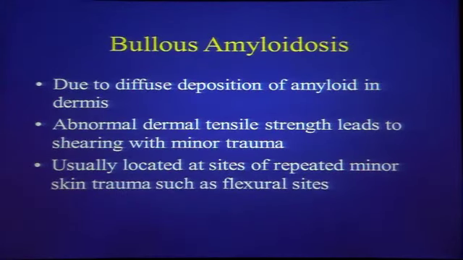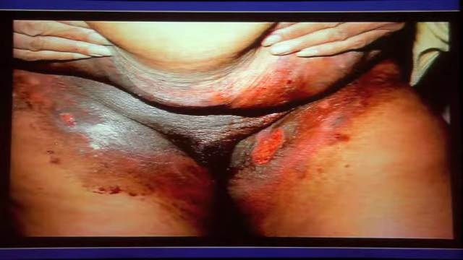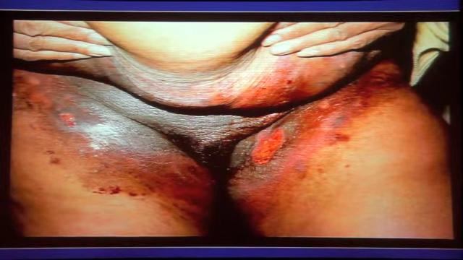Amyloid can give you blistering. This is due to the shearing of the dermis. So these are dermal-based blisters where you get amyloid, usually nodular amyloid, that fractures and you get a blister occurring down here. So this is nodular amyloidosis that gets blistering.